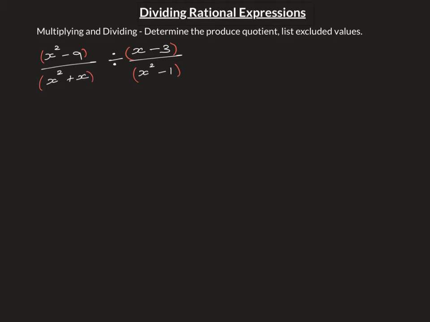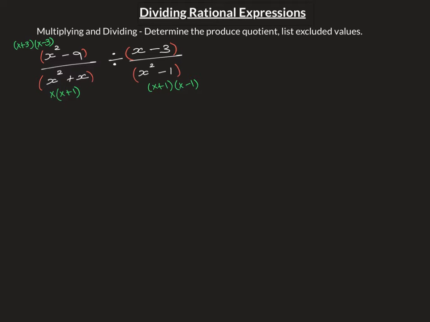So the first one, x squared minus 9, will break down into x plus 3, x minus 3. Then on the bottom, or the first fraction denominator, we have x squared plus x. That'll break into x times x plus 1. On the top, that just remains the same because x minus 3 cannot be factored any further. And then on the bottom, we have x squared minus 1, and that becomes x plus 1 times x minus 1.